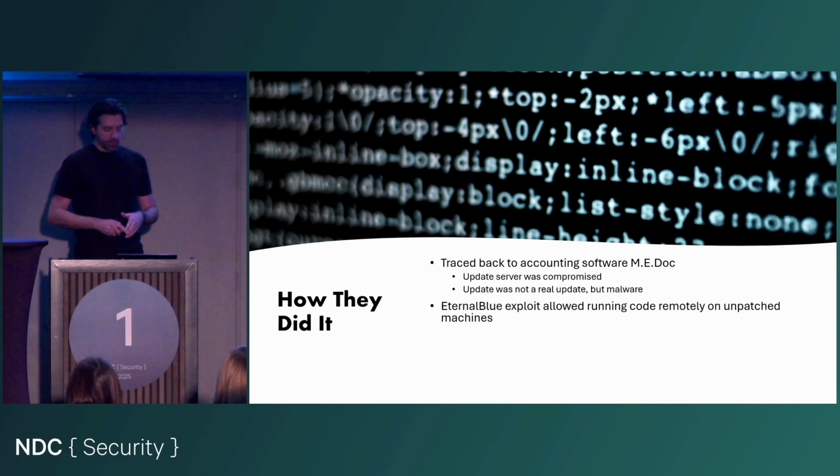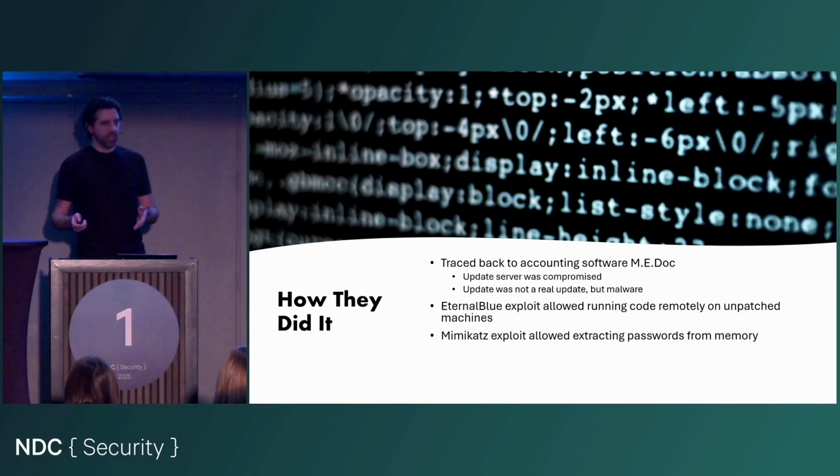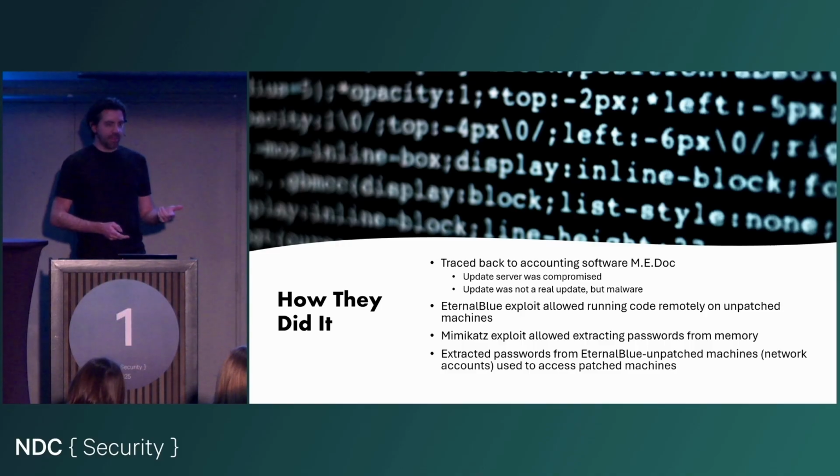And then there were a couple known exploits at the time. So the first one was called Eternal Blue, and it allowed machines that were not patched yet to have scripts run on them remotely. And then there was another exploit called Mimikatz, which allowed extracting passwords from memory on the machine. And when you combine these two, plus the malicious update, essentially they were able to remotely execute code on these machines that would get the passwords, and then they would use those passwords to access other machines that use the same passwords because they were like Active Directory accounts.